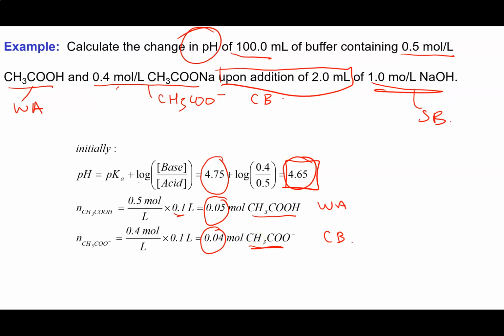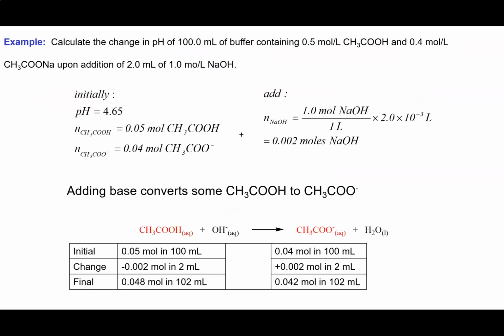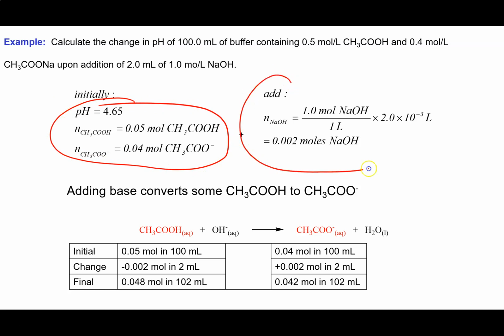All right, so now we're going to mix everything up, right? We've got this buffer at a pH of 4.65, and now I go ahead and add my 2 mils of strong base. So this is where I'm starting, and this is what I'm going to add. So how much strong base am I adding? Well, its concentration was 1 mole per liter, and I'm adding 2 milliliters, or 2 by 10 to the minus 3 liters. So I'm going to add 0.002 moles of sodium hydroxide.